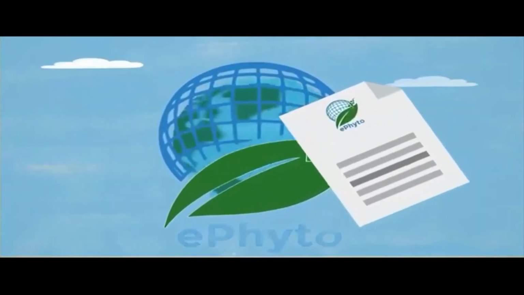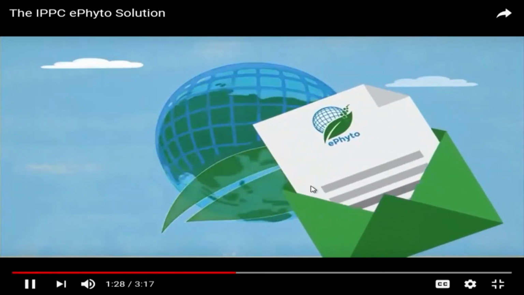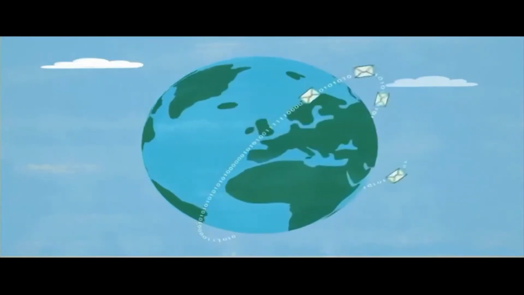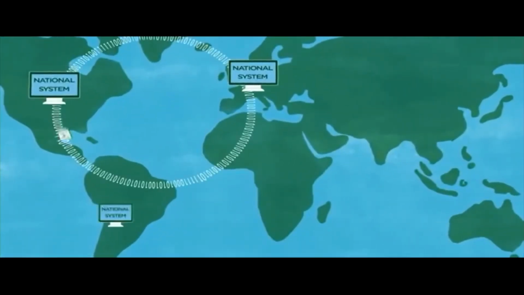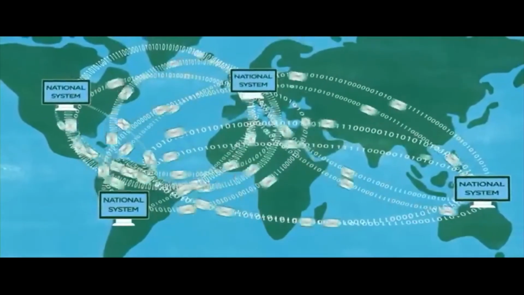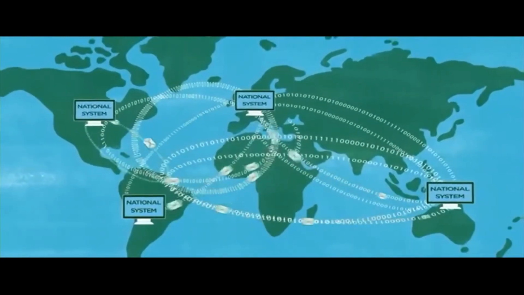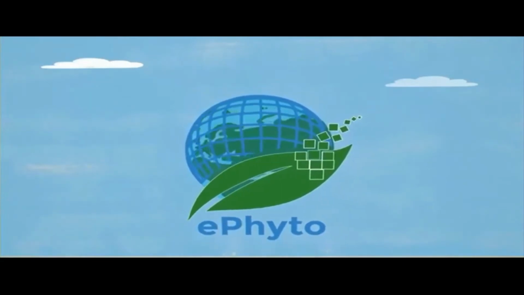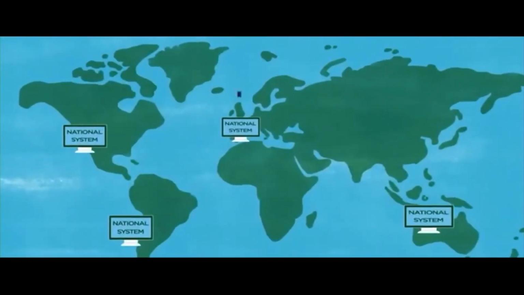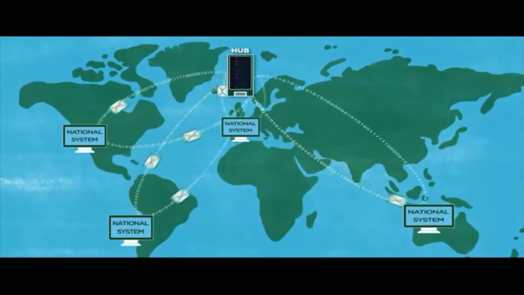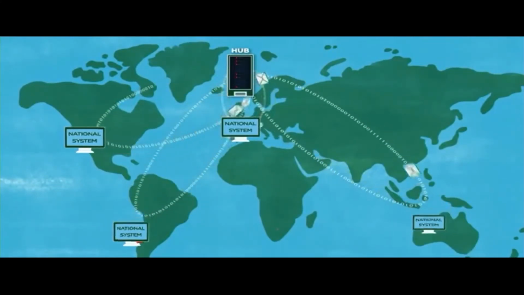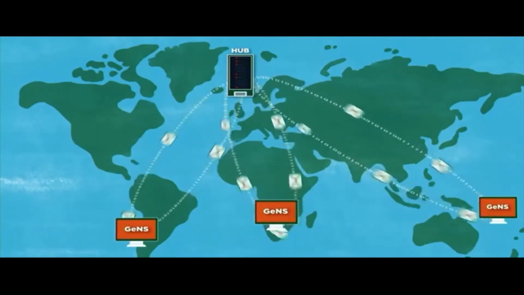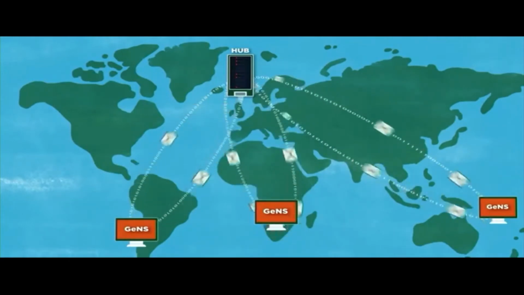With the ePhyto solution, all of this will change. The ePhyto solution allows the electronic exchange of phytosanitary certificates. In the past, countries inefficiently exchanged ePhytos. But today, the ePhyto solution makes this process more effective and inclusive. The system has two components: the hub, which is the centralized system where all ePhytos are exchanged, and the GENS, which is a centralized web-based system that supports developing countries without their own national system to produce and exchange ePhytos through the hub.